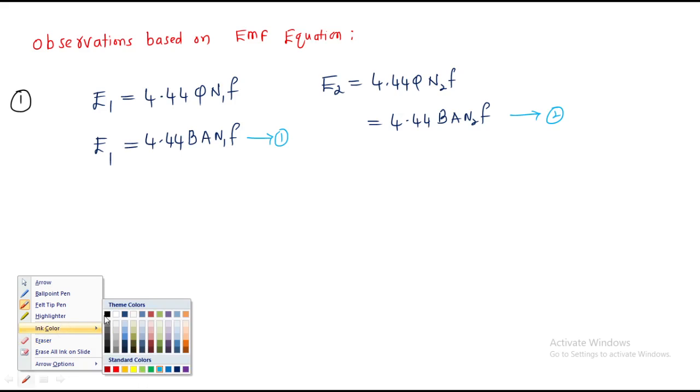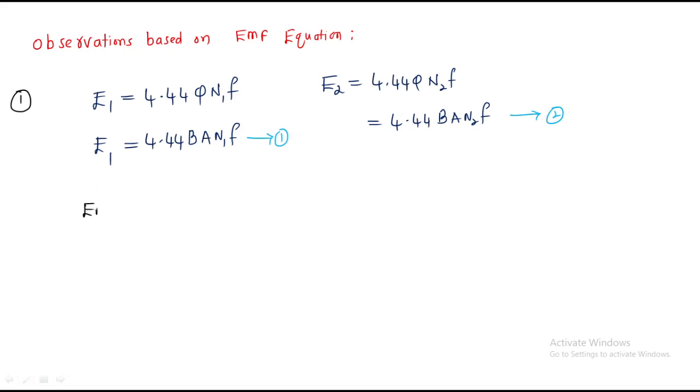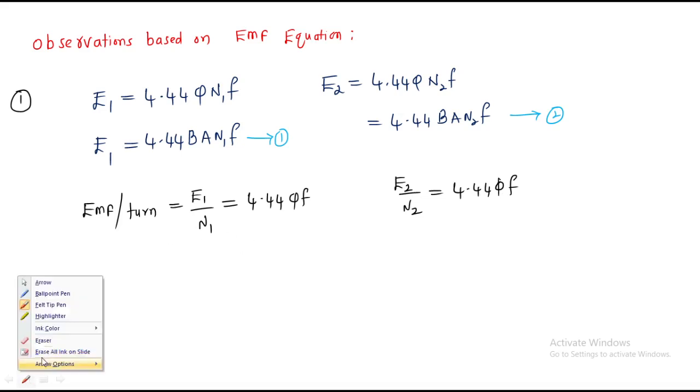So we have to write EMF per turn, which is nothing but E1 by N1. From this equation, EMF per turn, E1 by N1, should be equal to 4.44 pi F, right? Like that, E2 by N2 is nothing but 4.44 pi F.